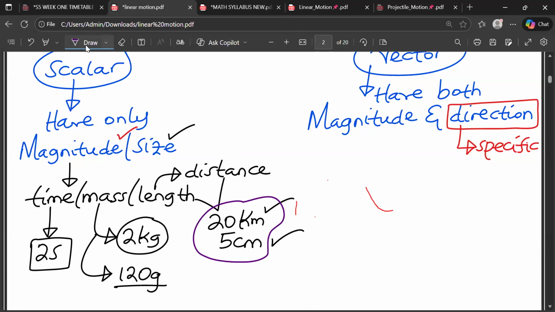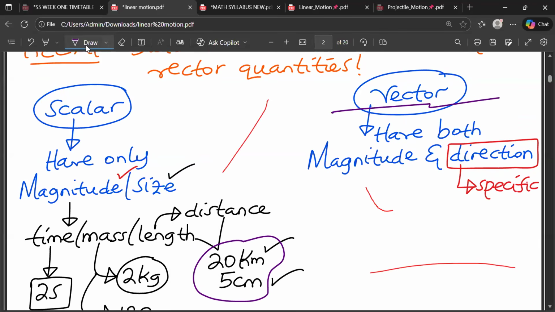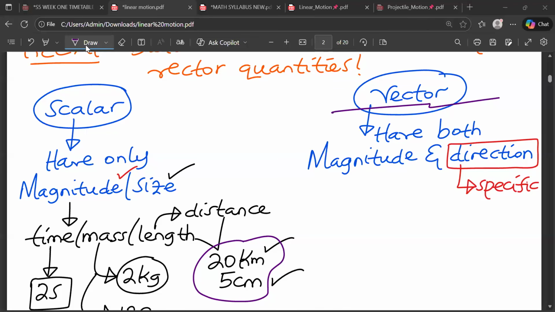Then for vector quantities, you all know that vectors mean direction. Those of you who attended our classes on vectors, you know what I mean. With vectors, please people, leave the screen, be disciplined. Just simply look at your phone and follow, leave other things.